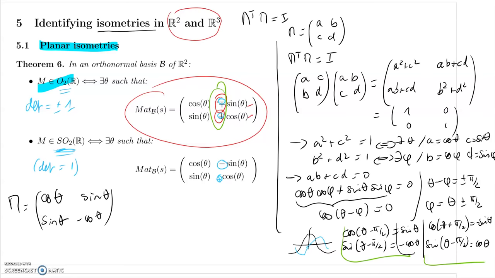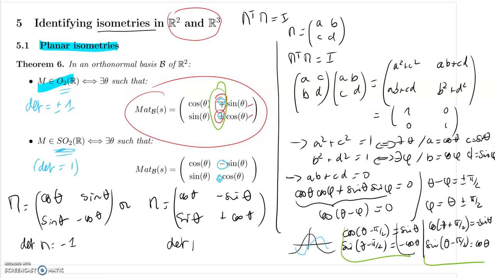And if I do the other choice, we get the other one. So cosine theta, I get a minus sine theta, I get a sine theta, and here a plus cosine of theta. And the difference between those two matrices is that in the first case the determinant of M is minus cosine square minus sine square, so -1, and in the second case the determinant of M is cos square plus sine square, which is +1.